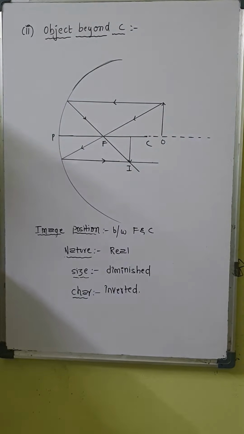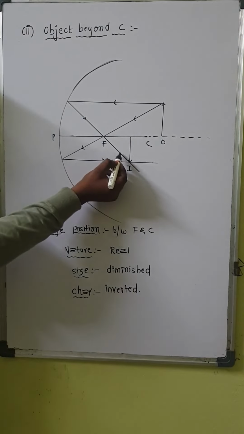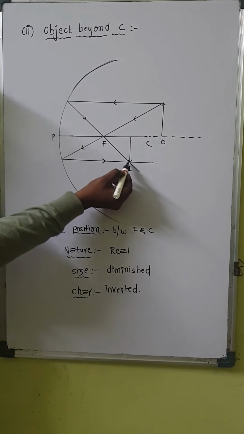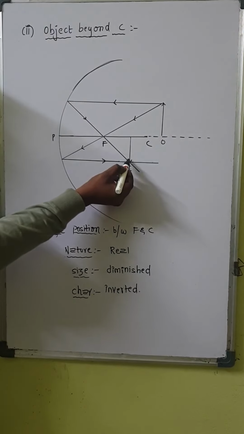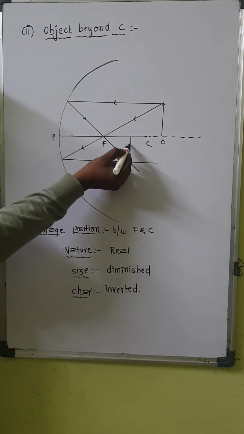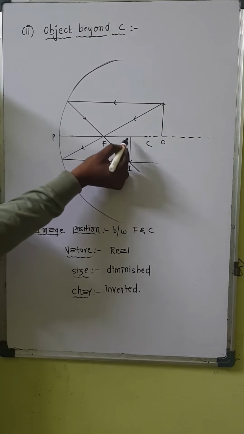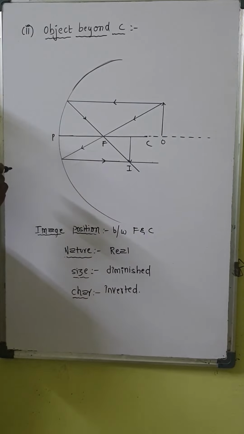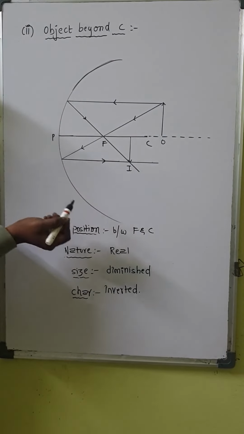Now you have to look at where both reflected rays are meeting. Both reflected rays are meeting at this point. As both reflected rays are meeting at this point, from this point you draw a perpendicular. That will be the image of the object. So this is the image of the object. And I have definitely drawn the lines with a scale by taking measurements, so the diagram is accurate.